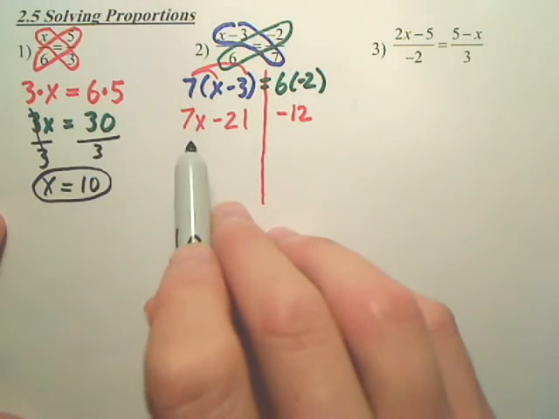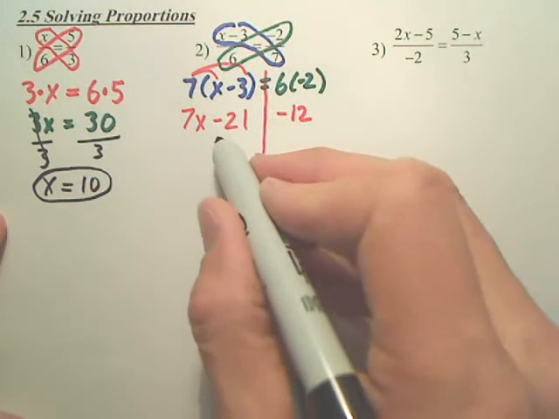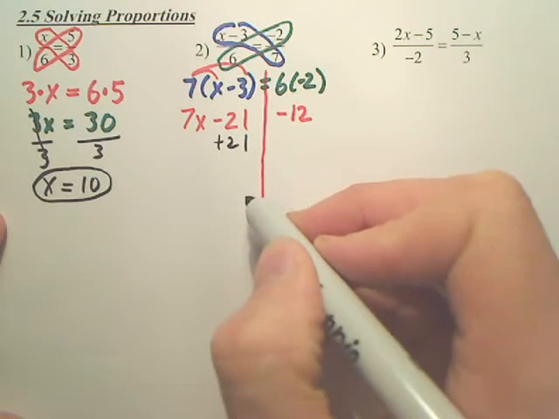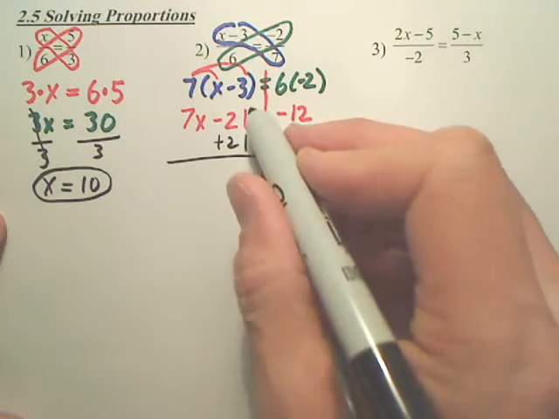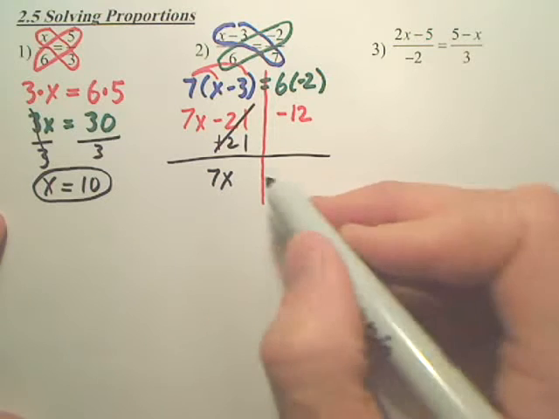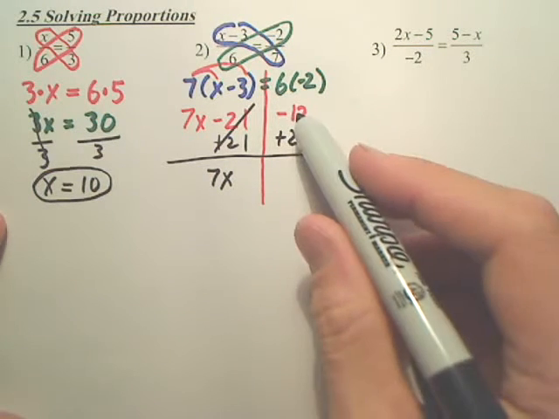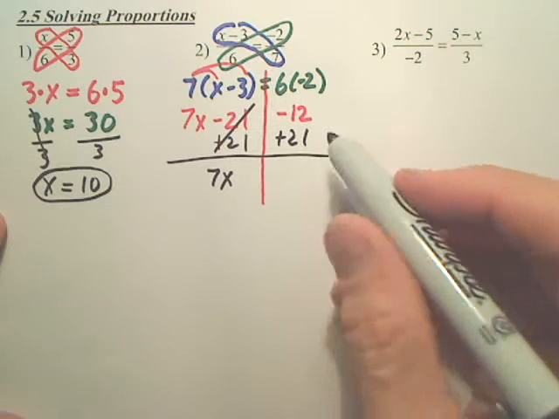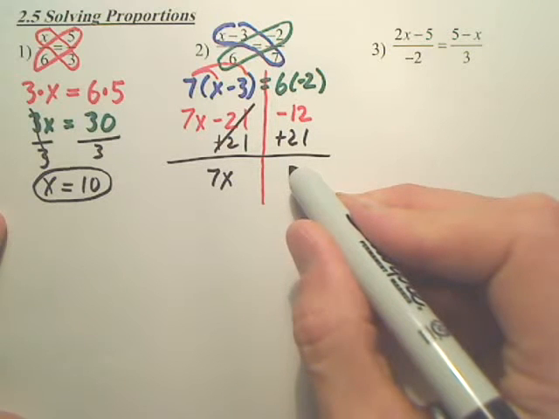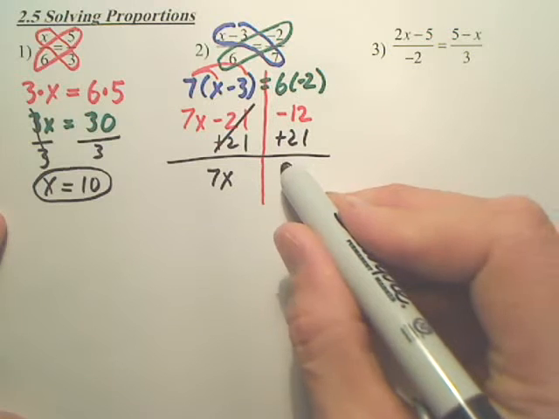So now I want to get x by itself, so I first have to get rid of that negative 21, so I do that by adding 21. Leaves me 7x. Got to do it to both sides. Negative 12 plus 21 is 9.